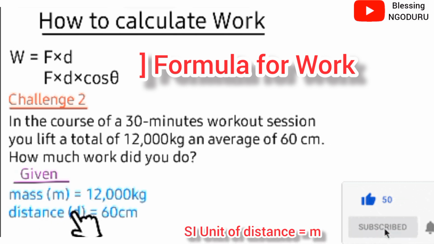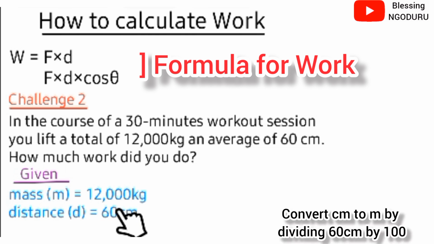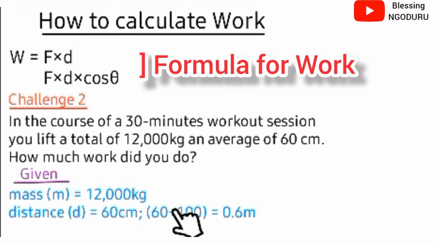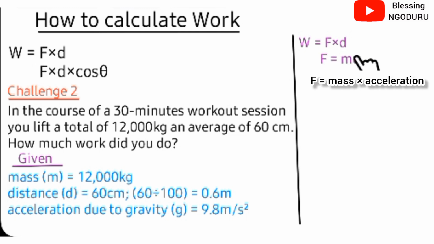But remember the SI unit of distance is in meters. Here we have centimeters. This simply means we are expected to convert 60 centimeters to meters by simply dividing by 100. So 60 divided by 100 gives 0.6 meters. And the challenge says you lift a total load of 12,000 kg. This simply entails that this work is done under gravity G. But work done in lifting the load is the product of force, where force is mass times acceleration.